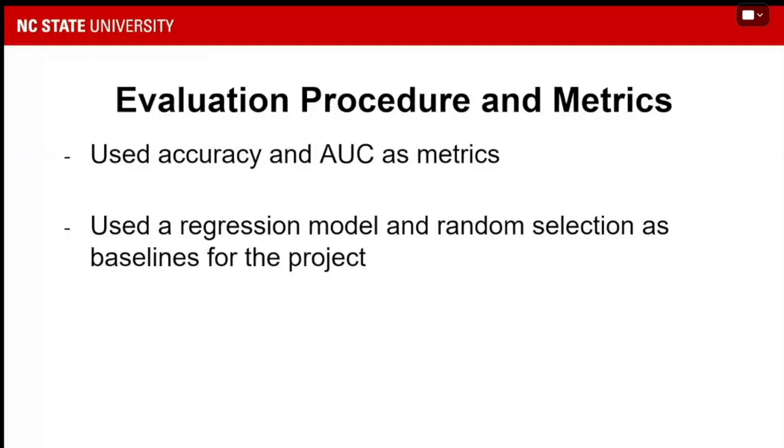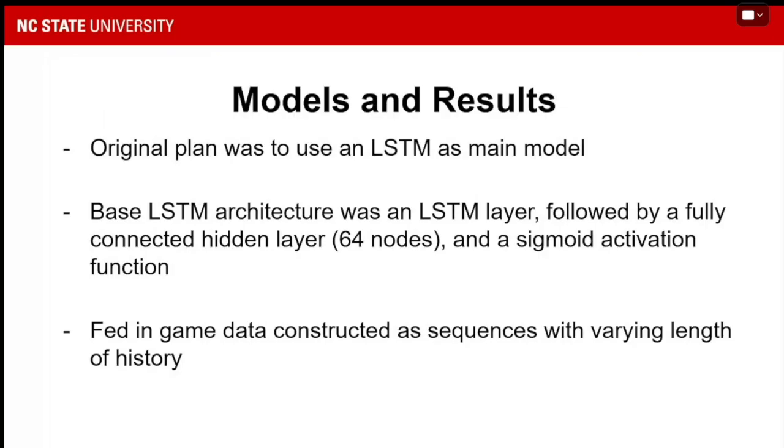So to evaluate our models, we used accuracy and area under the curve as metrics, and we also used a regression model and random selection as baselines for our project. With the random selection, there are two kinds of baselines. One is pure random, which is always a 50-50, as in it predicts 50% one team, 50% the other team for any given matchup. And then slight randomness, where it takes the seeding and the difference in seeding into account and uses past probabilities for that difference to randomly select a winner. That second model has about a 60 to 61% accuracy.